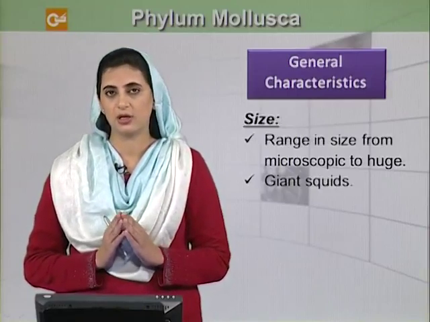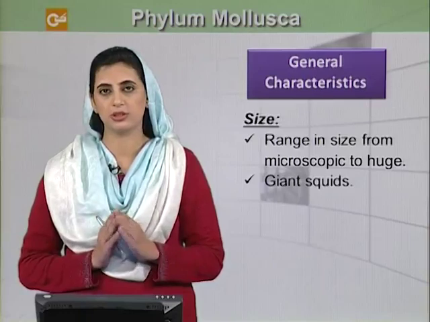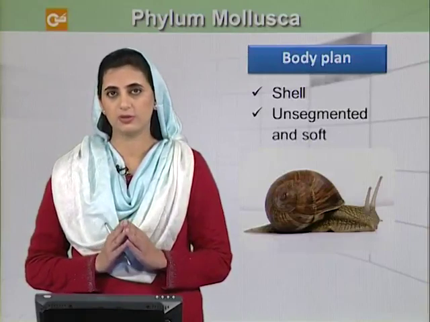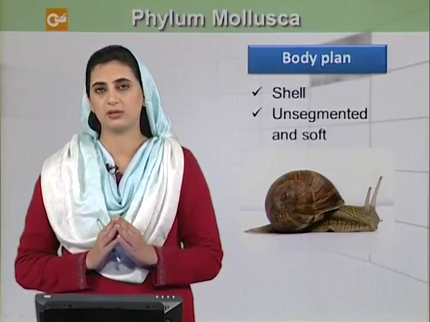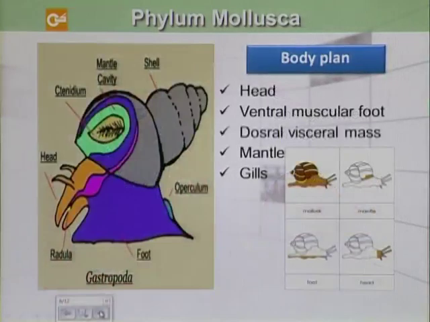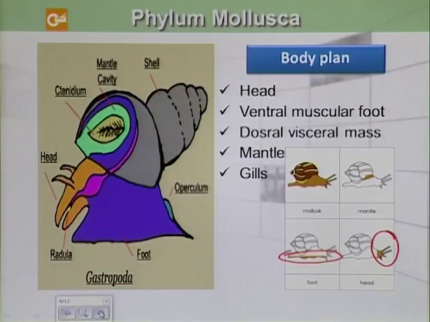They range in size from microscopic to huge giant squids. Their body consists of a shell, and the body is inside the shell. The lower body is unsegmented and soft. The body consists of a head, a ventral muscular foot, and a dorsal visceral mass where most of the internal organs are present. Above this visceral mass there is a layer, the mantle, and the mantle forms the shell. In some species the gills are present too.